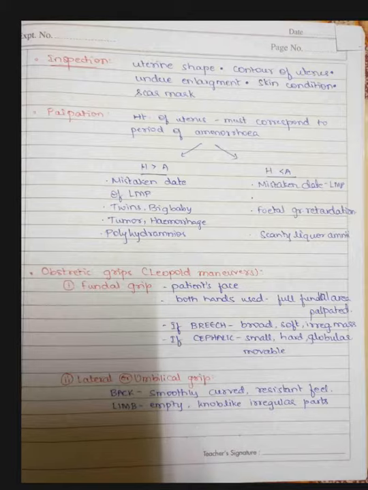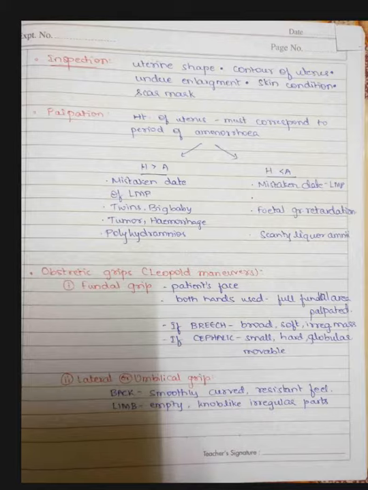Sometimes the height might be lesser than the amenorrhea period, and this might be due to the mistaken date, or due to fetal growth retardation, or intrauterine death of the fetus, or oligohydramnios. So basically it is due to mistaken dates, or it might be related to the fetus, or to the fluid which fills around the fetus. Coming to the obstetric grips, also called Leopold's maneuvers.